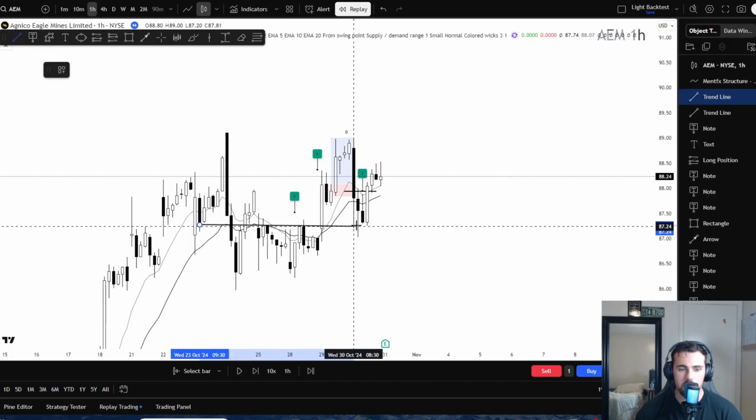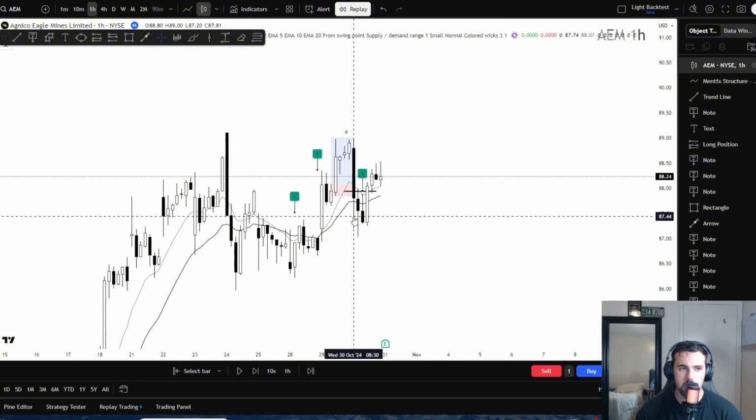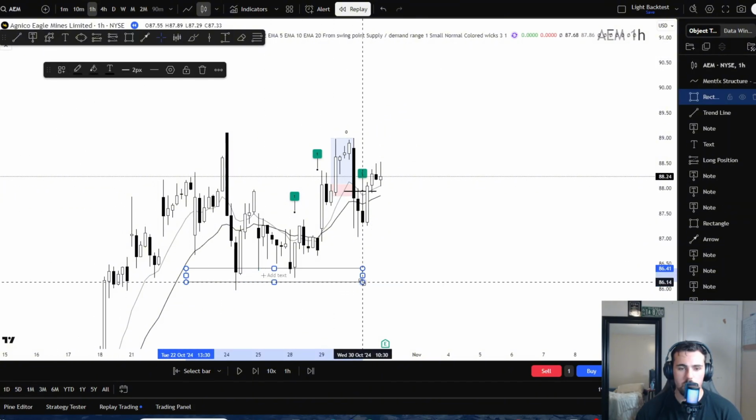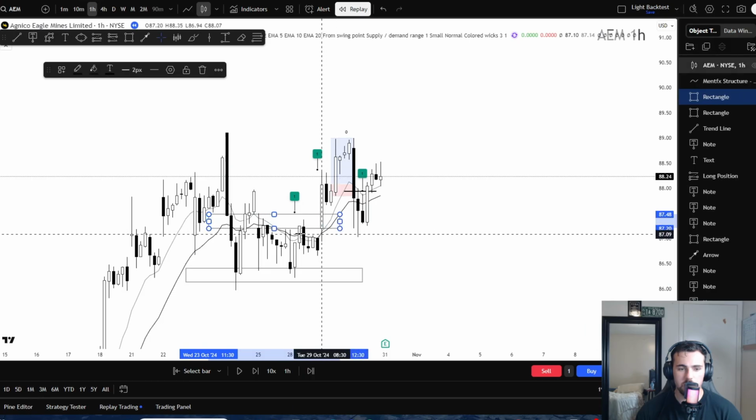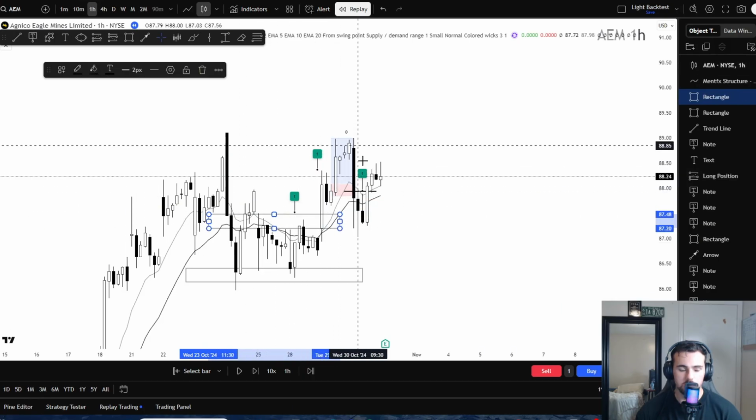Smaller obviously, right? Didn't play around as long as this did over here, but it's still following the same concept where you have a base forming in terms of support, and then it breaks through the top part of the range right through here.